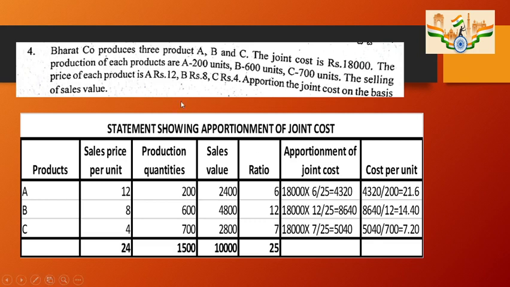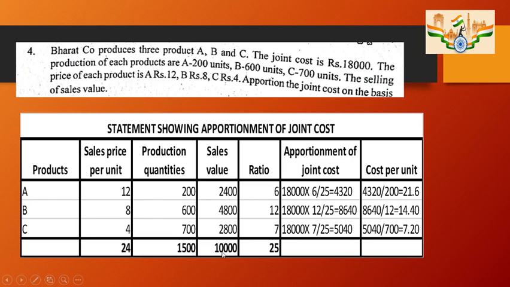So here directly I put the statement over here. Statement showing apportionment of joint cost. Here first column is products A, B and C. Then sales price per unit 12, 8, then 4. Then production quantities A 200, B 600, C 700. So sales value. What is the sales value? Because the joint cost should be apportioned on the basis of the sales value. So we have to calculate the sales value. That is 200 into 12, 600 into 8, 700 into 4. So total is 10,000.